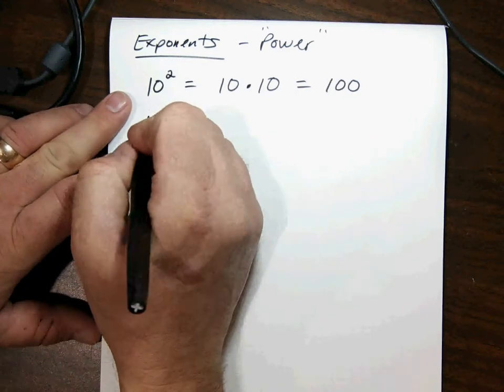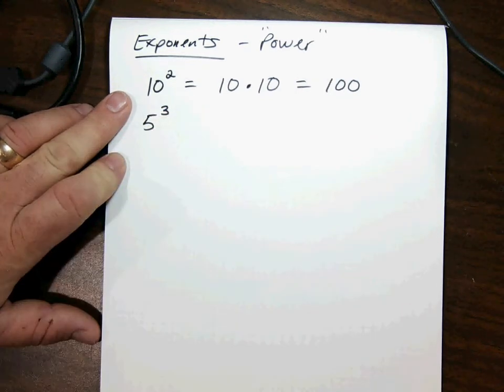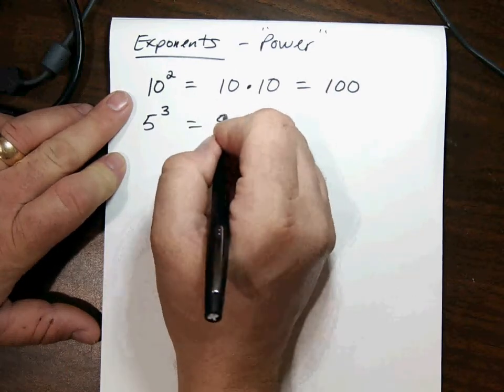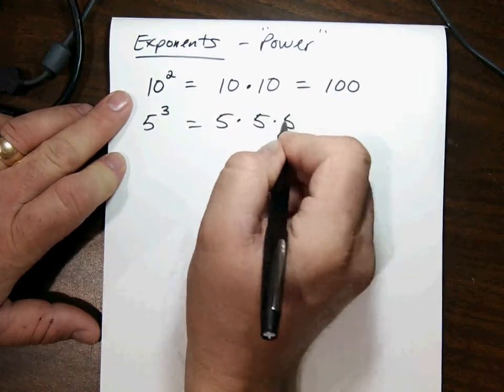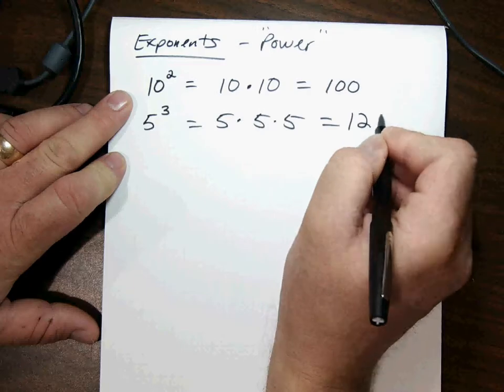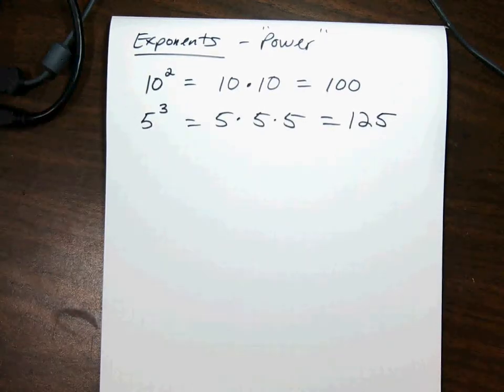Okay, 5 to the power of 3. 5 times 5 times 5. And of course that's just some number, in this case 125.